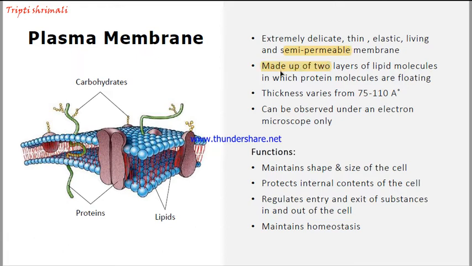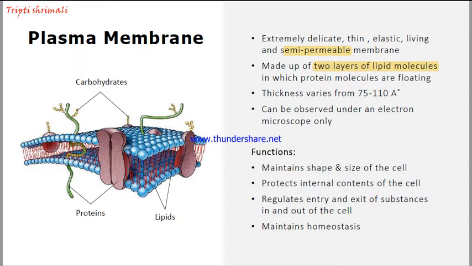So the plasma membrane is made up of two layers of lipid molecules. So we say it is a lipid bimolecular layer. Why is it called a lipid bimolecular layer? Because it is made up of two layers of lipid molecules in which protein molecules are floating. So when we say there are two layers of lipid molecules and protein molecules are floating, this type of model is called the fluid mosaic model.